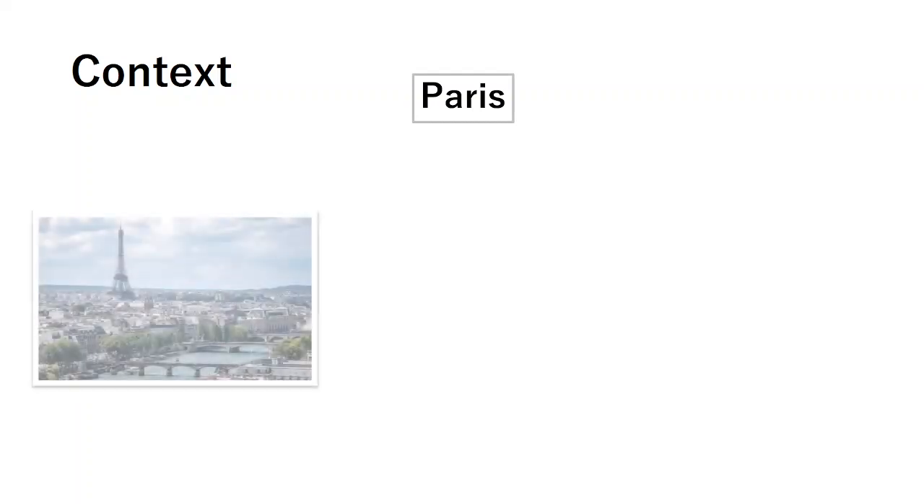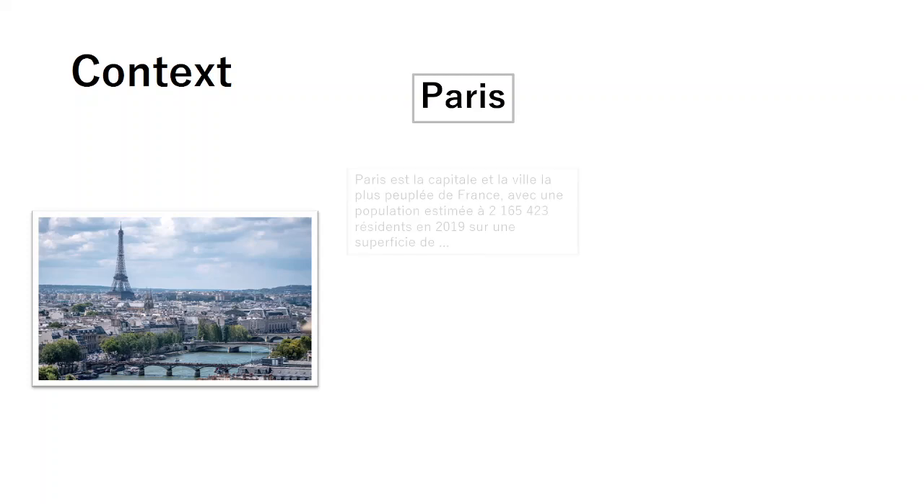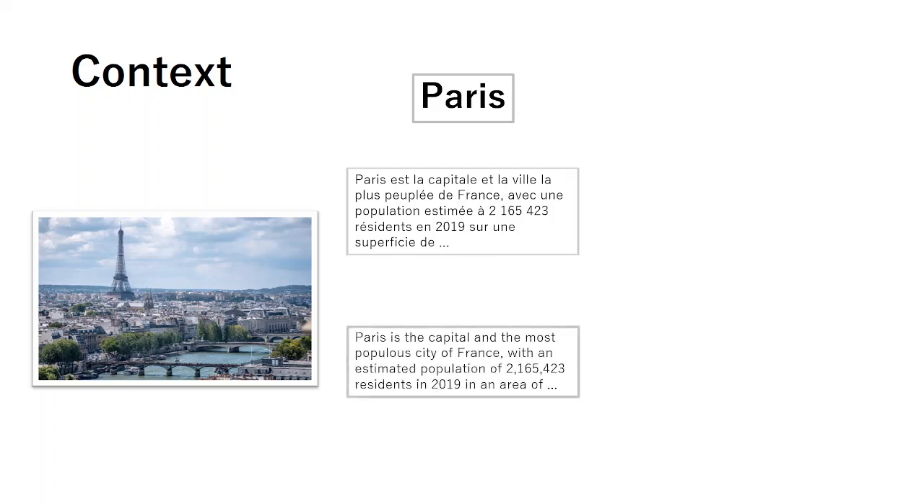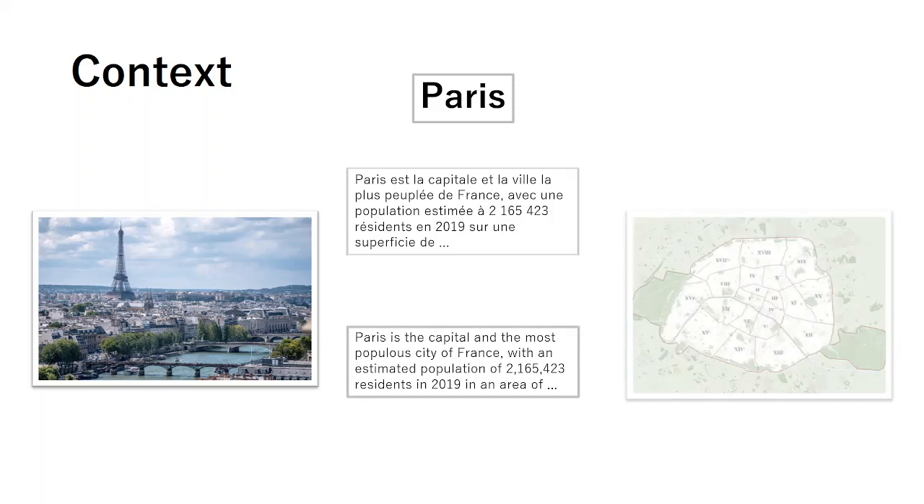For some, it might be an image of the city of Paris with the Eiffel Tower in the background. For others, it might be an essay they read on a blog. For non-French speakers, even if it is an essay, a text, it might be in English. Or even a map of the city of Paris.